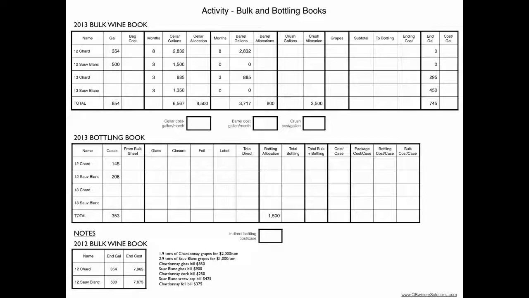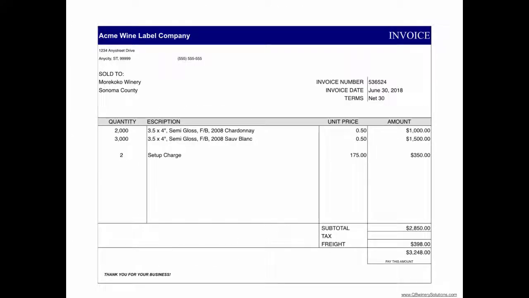Now a couple of things that you'll need to know is the label bill. I had this as an activity before, but we ended up having too many activities, so I'm just going to walk you through how to do the allocation on a label bill, which you guys already know how to do, but just work with me here. Okay, so here's a label bill for some Chardonnay and some Sauvignon Blanc labels.